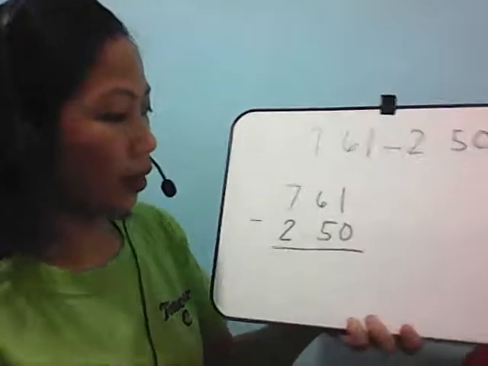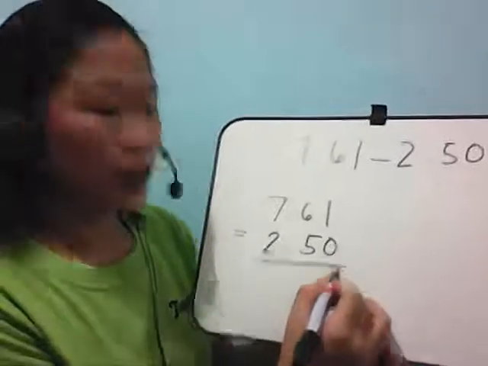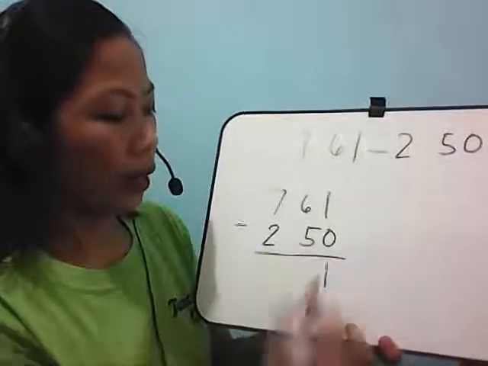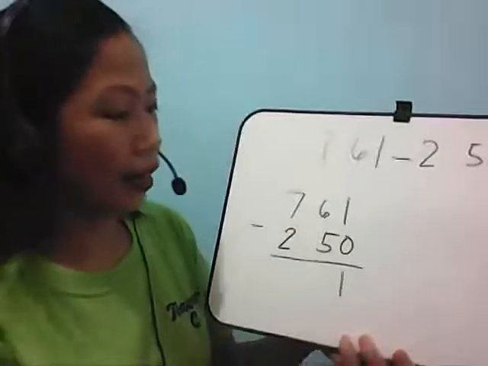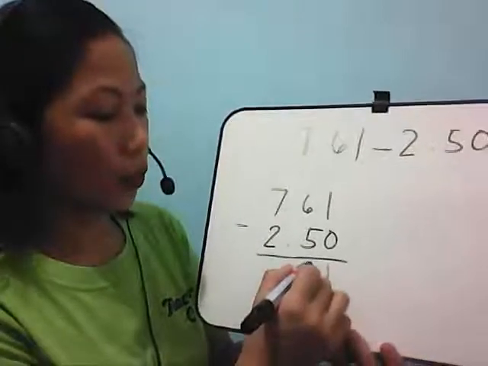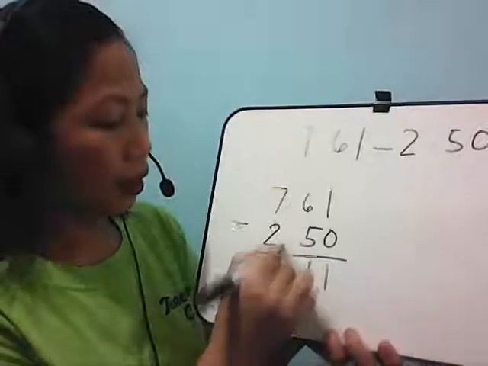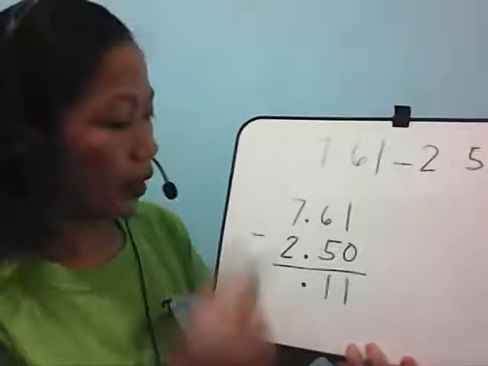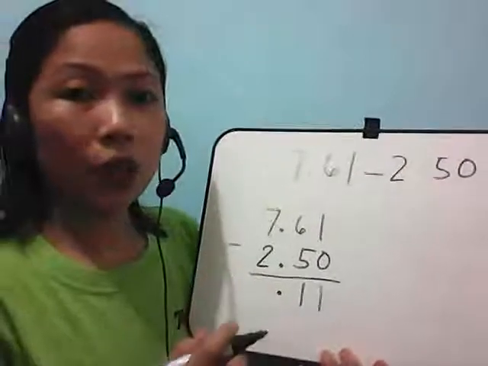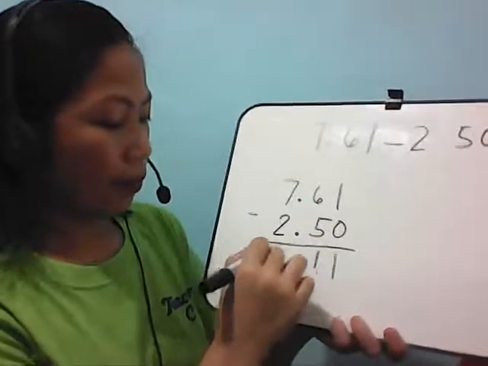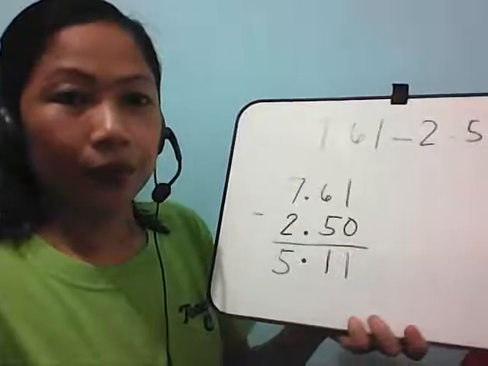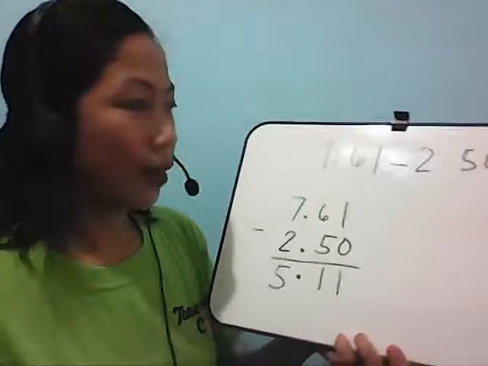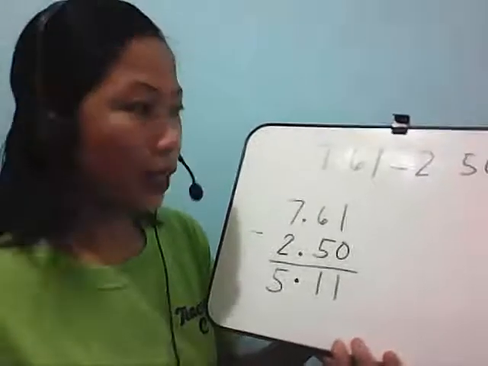Okay, now let's subtract the numbers here. Okay, the given. 1 minus 0 is equal to 1. Ayan. Then, 6 minus 5 is equal to 1. And then the decimal point here. Okay, just copy it. Okay. And 7 minus 2 is equal to 5. All right. So, I think we mastered it already.